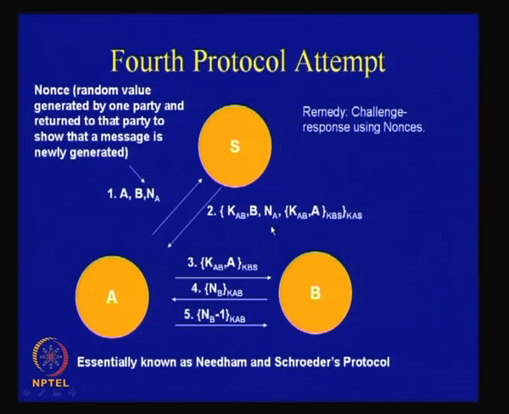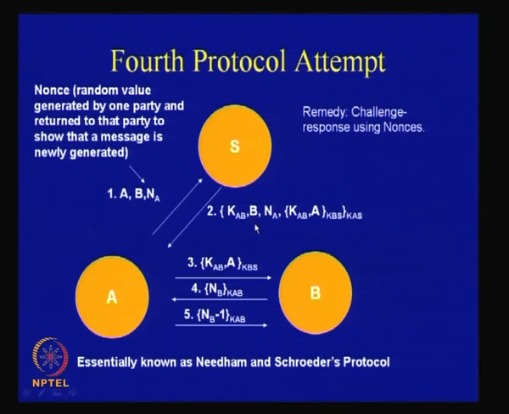Along with it, it will also obtain the value of NA, to be sure that this is not a replay but a new thing. Also this message, this entity B, means that it is actually communicating with B itself, and there is no active adversary sitting between A and S. This is guaranteeing that fact.